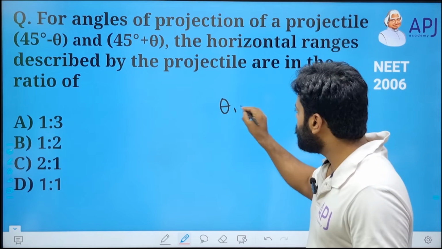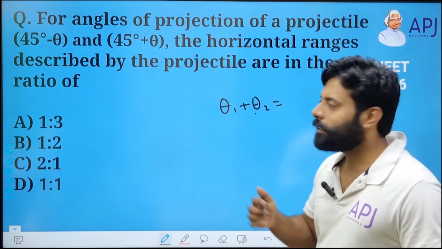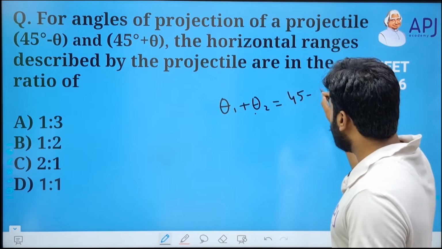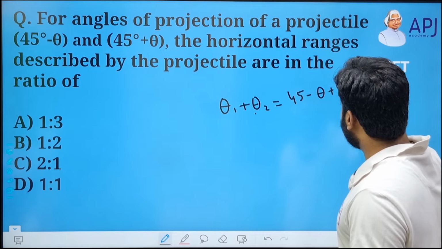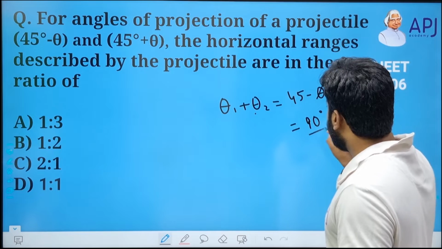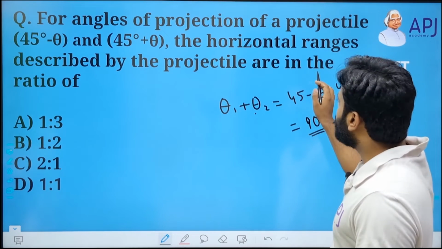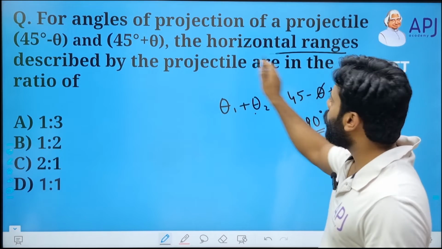You can just add these angles, and if you get 90 degrees, then these angles are complementary. So we have 45 minus theta plus 45 plus theta. So theta will cut down, and this will be 90 degrees, right? So these angles are complementary to each other, and they are asking about the horizontal ranges.